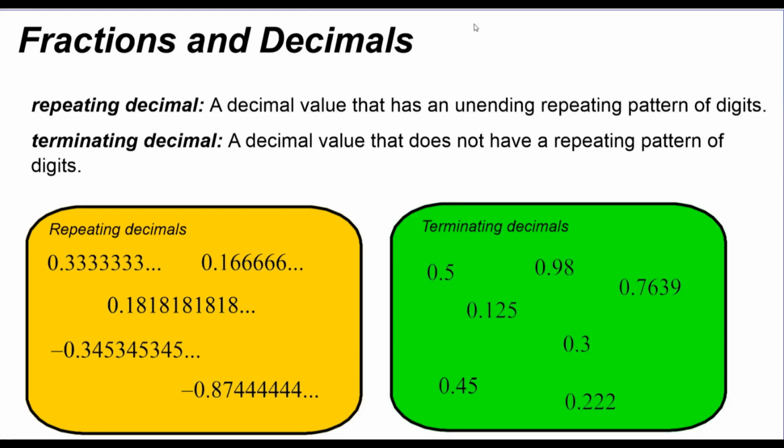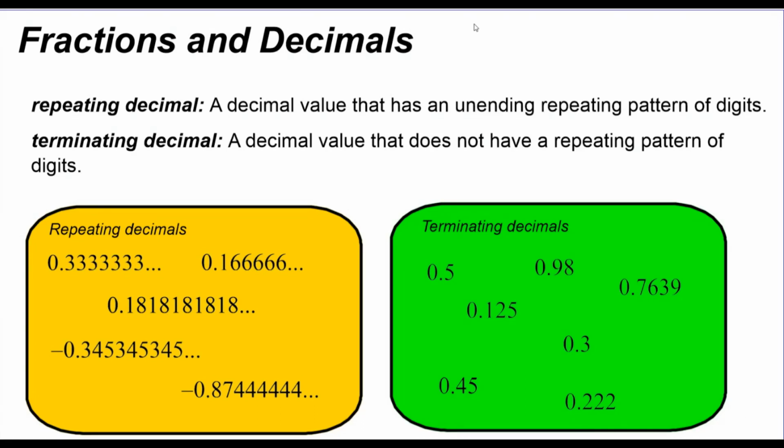All right, in the last chapter, we talked about operations with integers, and those were positive and negative whole numbers. So now we're going to expand our number set a little bit. We're going to talk about fractions and decimals today, specifically writing fractions as decimals and the types of decimal numbers we're going to be encountering here in pre-algebra.